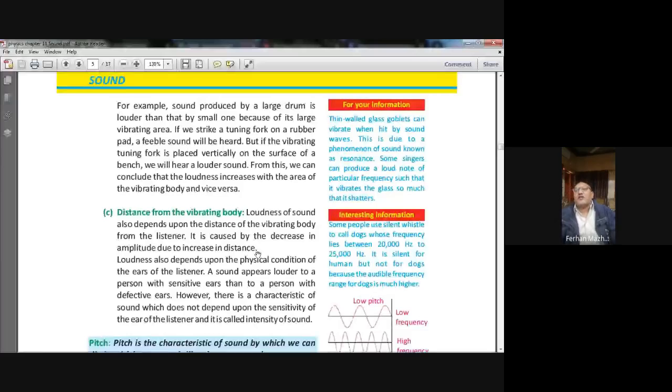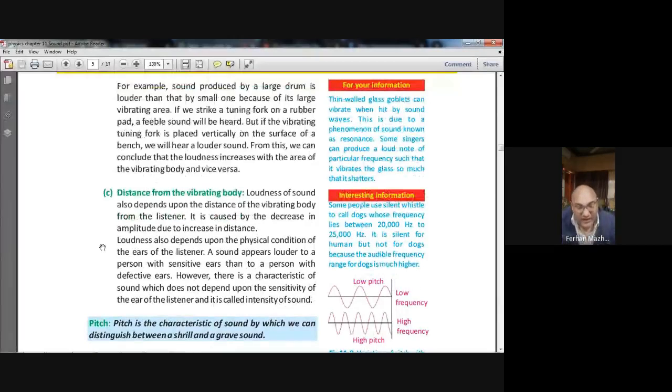Another very important factor on which the loudness depends is the distance between you and the source of the sound. For example, if you have gone to a concert or to any function, and you sit near the speakers, the loudness will be very high.